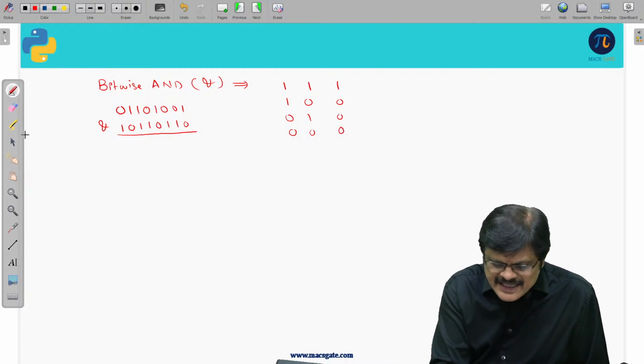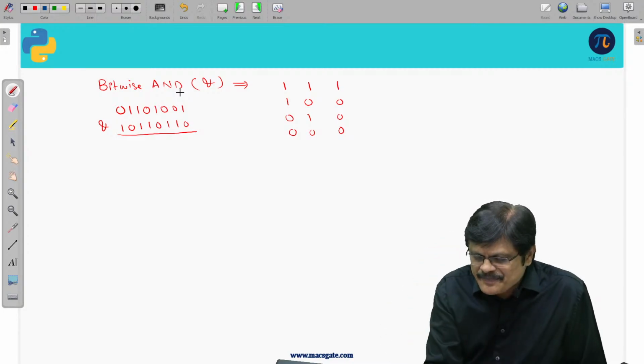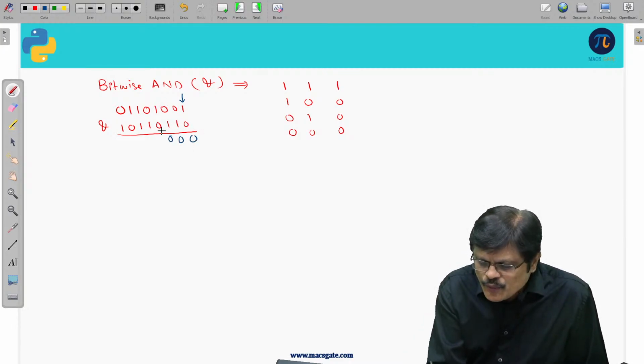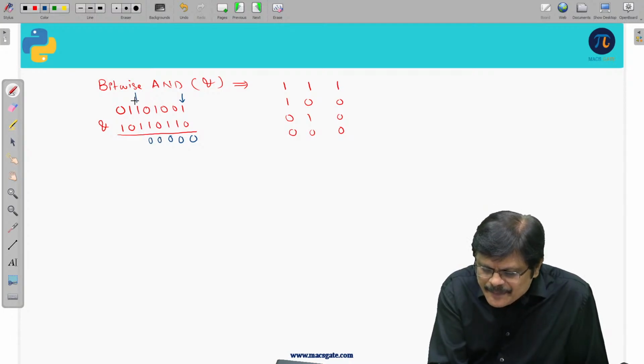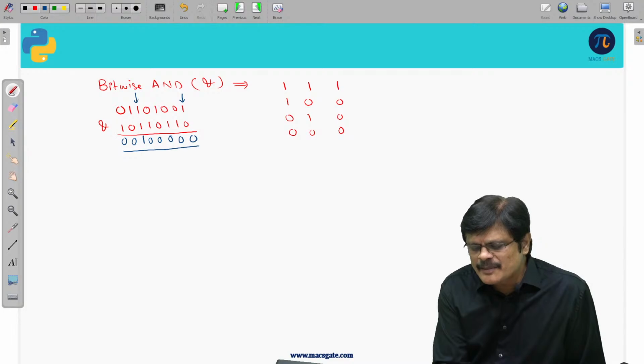So this is applied on the individual bits. Here you see 1 0, because both are not 1, you get 0. 0 1, you get 0. 0 1, it is 0. 1 0, it is 0. 0 1, it is 0. But now you see 1 1, at this position you get 1. 1 0, it is 0. 0 1, it is 0. So this is the result.